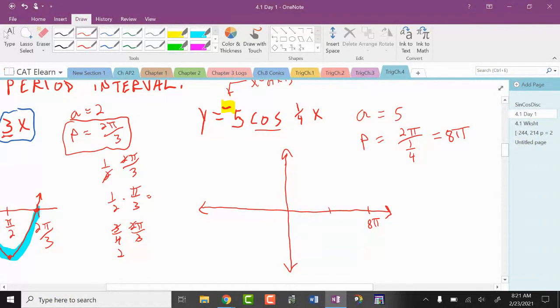That's easy. Cut it in half first. Cut it in half again. This is even fractions. 2 pi, 4 pi, 8 pi. You're supposed to say 6 pi.